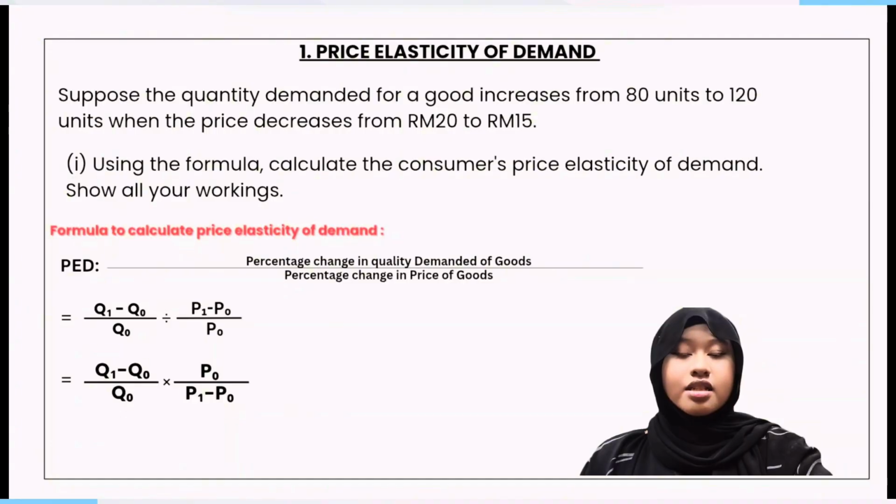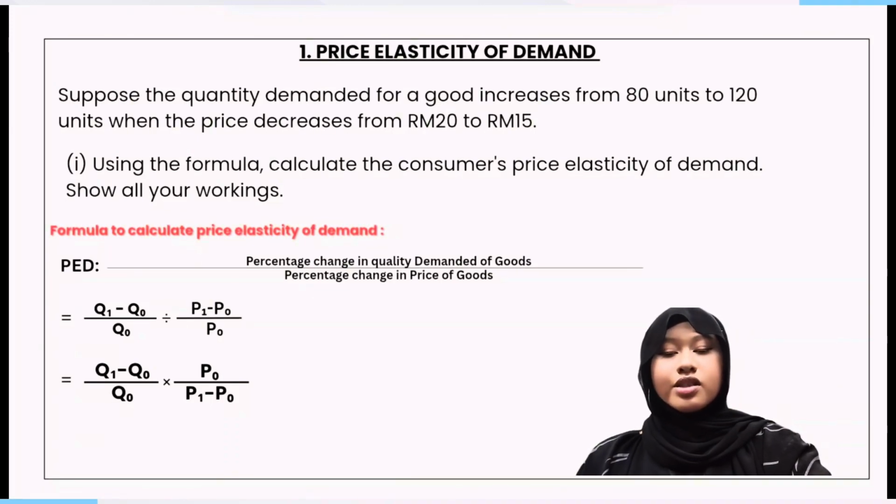As you can see, this is the calculation, which is PED equals percentage change in quantity demanded of goods divided by percentage change in price of goods. Another calculation is (Q1 minus Q0) divided by Q0, divided by (P1 minus P0) divided by P0. Another calculation is (Q1 minus Q0) divided by Q0 times P0 divided by (P1 minus P0).